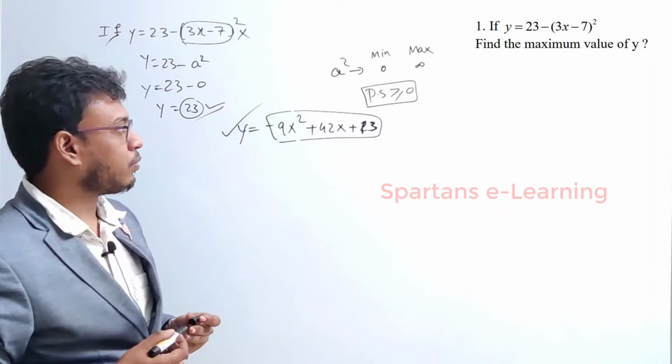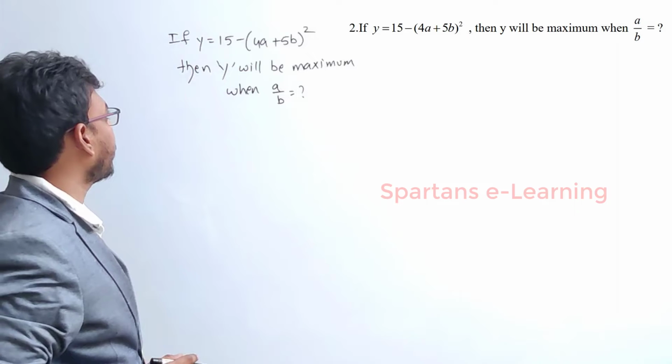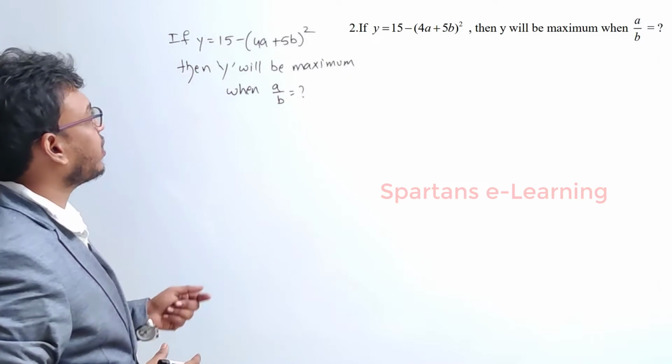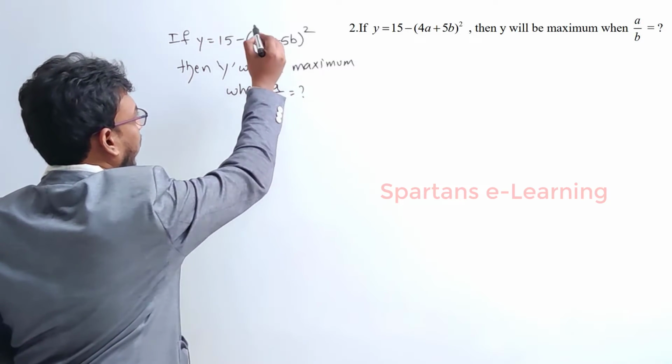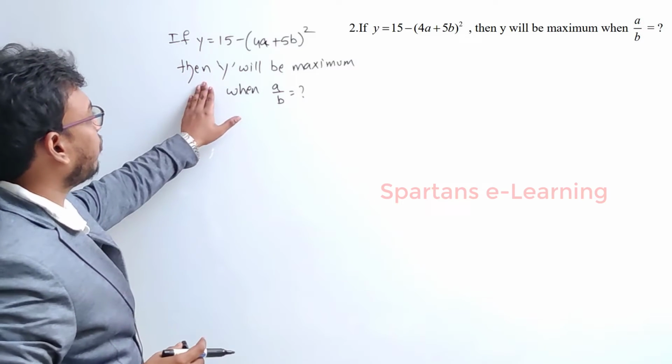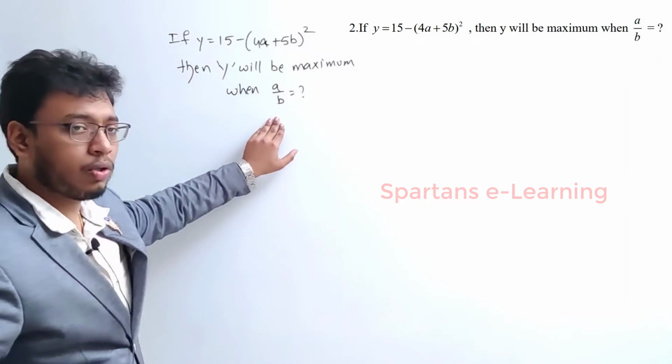Now, let us solve our second question. It says y is equal to 15 minus (4a plus 5b) whole square. Then y will be maximum when a by b is equal to how much?